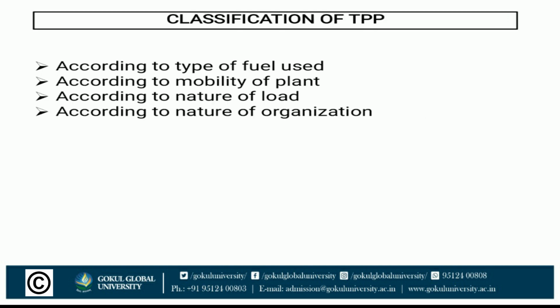Classification of power plants. First one, according to type of fuel used: steam power plants, diesel power plants, gas turbine power plants, nuclear power plants, and hydroelectric power plants. Second one, according to mobility of plant: stationary power plants, mobile power plants. Third one, according to nature of load: base load plants, peak load plants. Fourth one, according to nature of organization: central power plants, captive power plants.